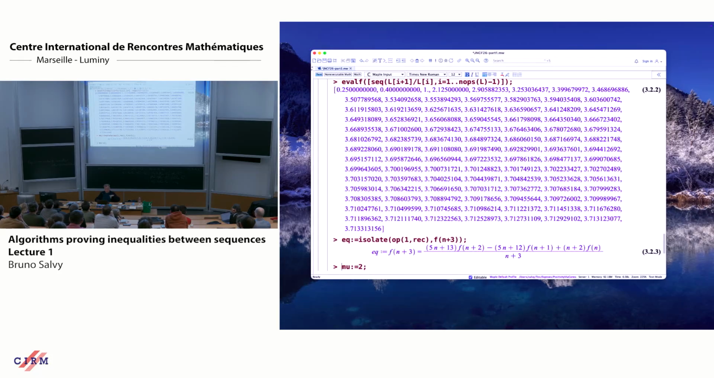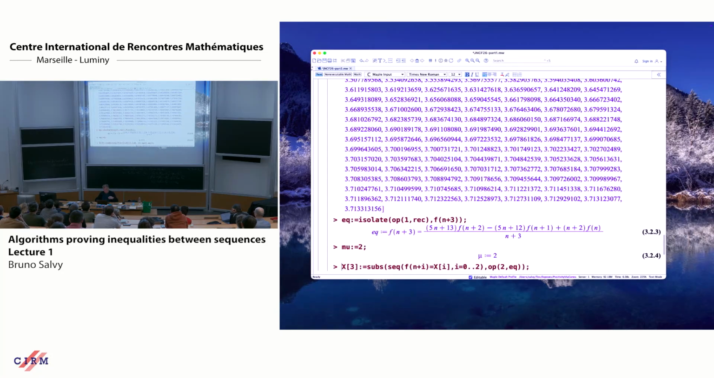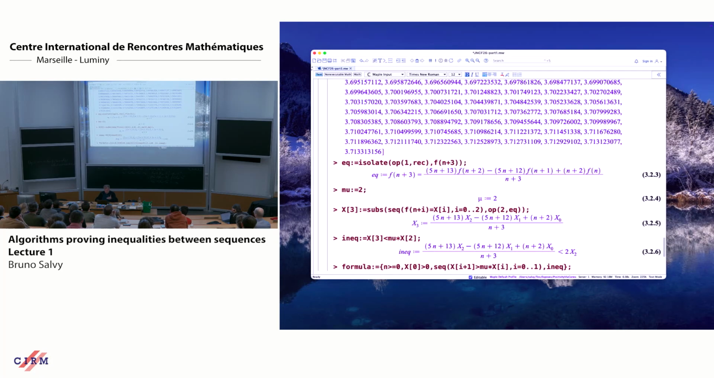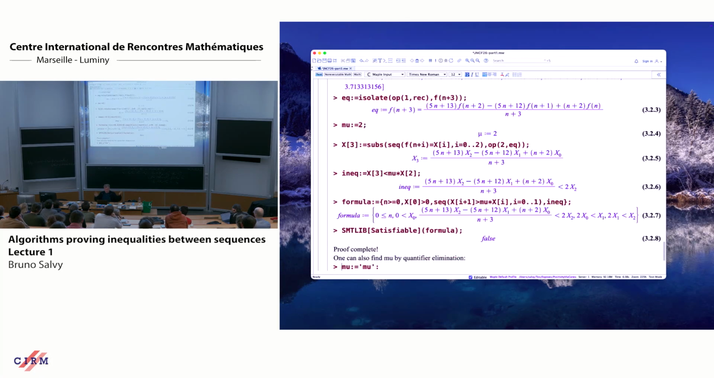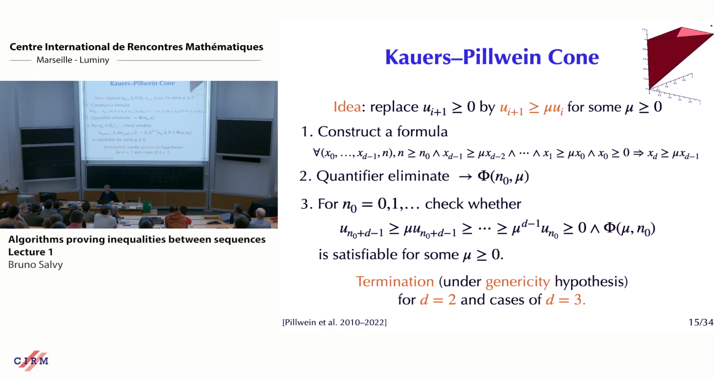So I take this formula and mu equals 2, and I want to show by induction that if u_{i+1} is larger than 2 u_i and so on, then we're okay. So you do exactly as before, right? You add this inequality, you construct your formula, and you get false. So you found a proof easily. And actually, I'm not going to spend time on this, but they also find the mu by quantifier elimination. When variables are free, you can do a lot. Okay, so the idea is add a hypothesis and prove with this hypothesis.